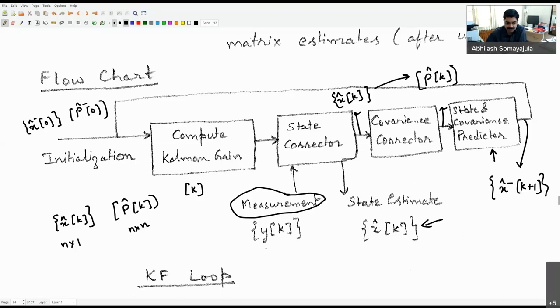Okay. As long as the system is observable and it is a linear time invariant system, it can be shown that this Kalman filter will converge.